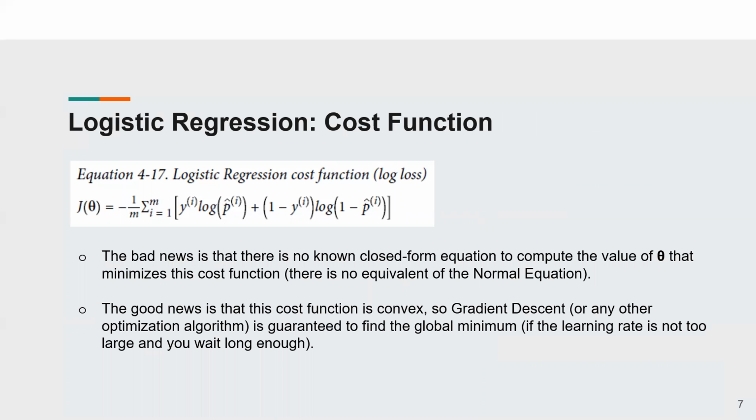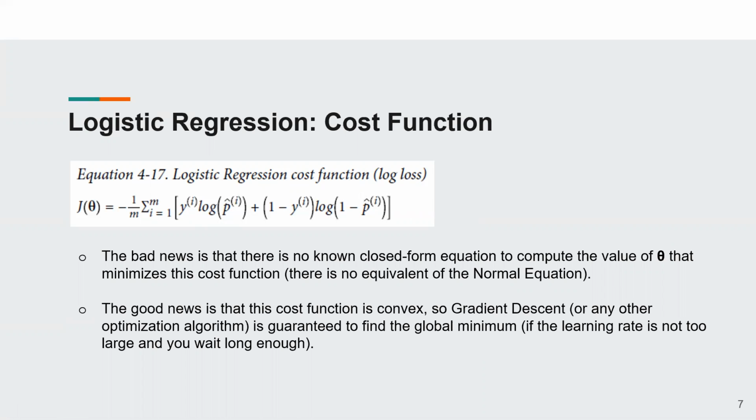The cost function for logistic regression has this form, also called log loss. So if it's yi, you use yi times log of the predicted probability p for this instance, plus 1 minus yi times log of 1 minus the predicted probability for this instance. And in general, this is what we call log loss, the logistic regression cost function.